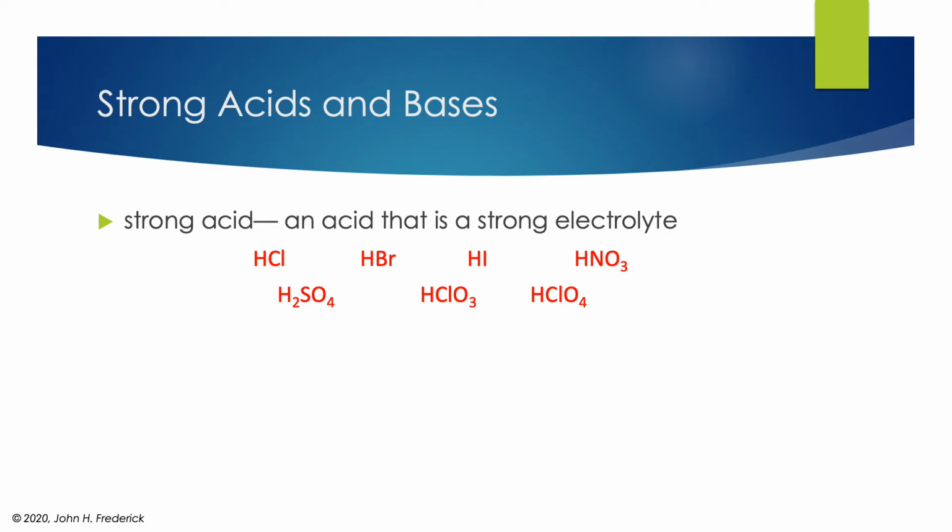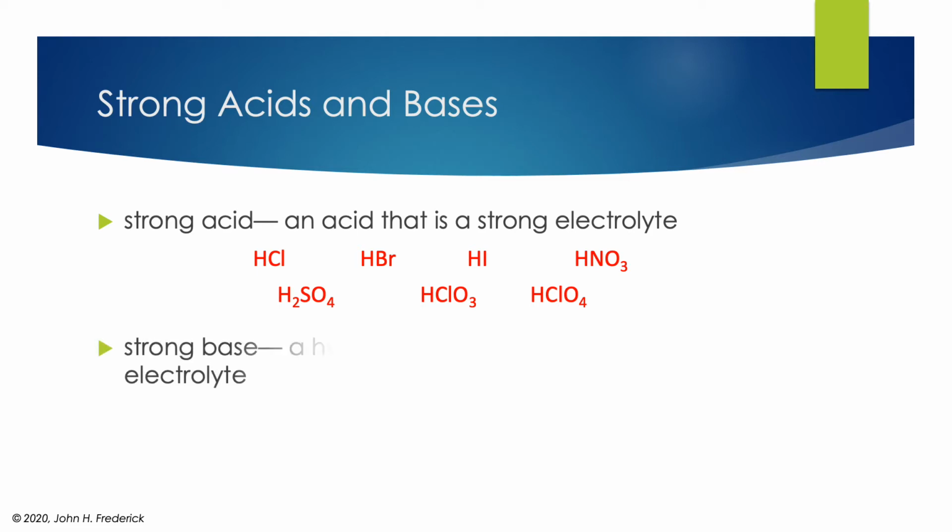They include some of the halo acids like hydrogen chloride, hydrogen bromide, hydrogen iodide. Also include some of the oxy acids, the things like nitric acid, HNO3, sulfuric acid, H2SO4, chloric acid, HClO3, and perchloric acid, which is HClO4. These are really the only acids you need to remember as being strong acids. There are some other strong acids, but they don't come into play very often, and you probably won't see them very much.